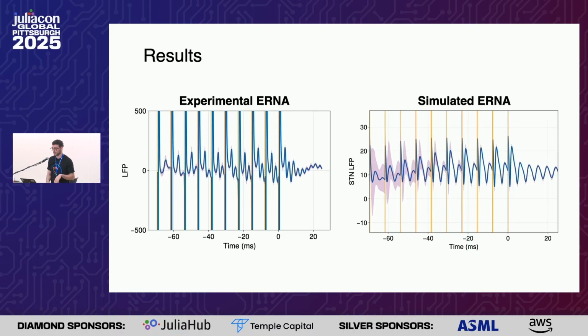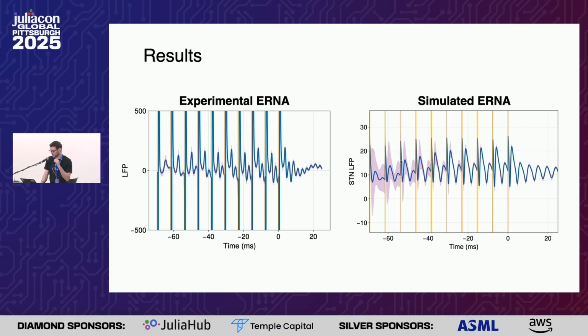So let's see some results. Here on the left, you have some experimental ERNA measured by our collaborators at MGH, the Massachusetts General Hospital. And on the right, you have some results from our simulations. These are some average over 200 simulations.